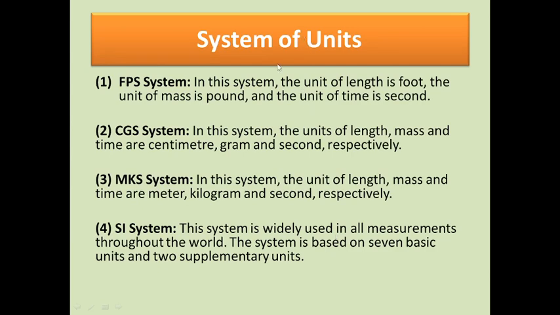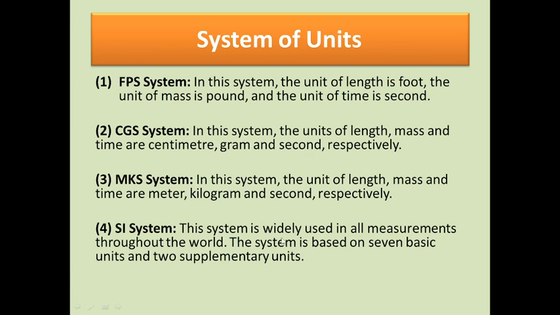Now, systems of units: there are different systems of units that have been used over the past years. The first one is FPS: F stands for foot, P for pound, and S for second to measure time. The CGS system is centimeter, gram, second. The MKS system is meter, kg, and second. The one used throughout the world is another system called the SI system.